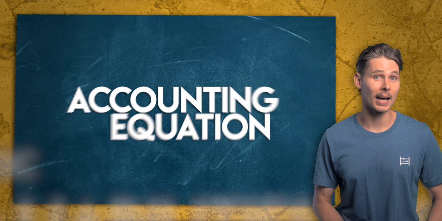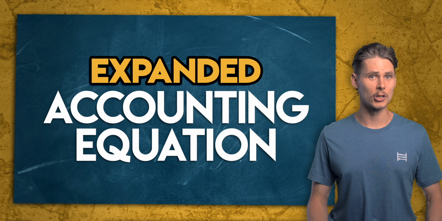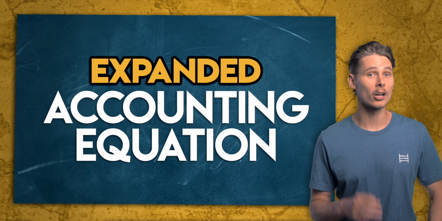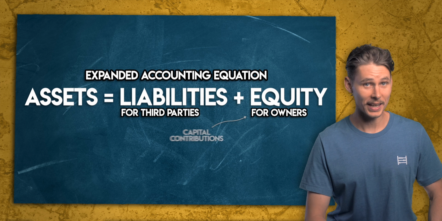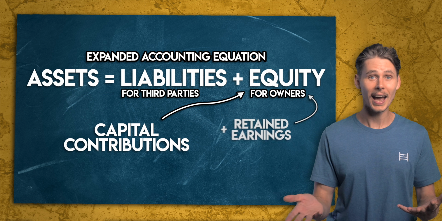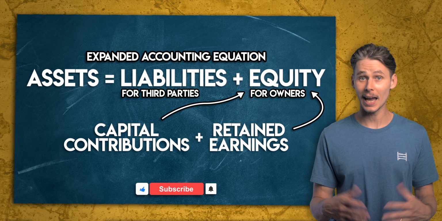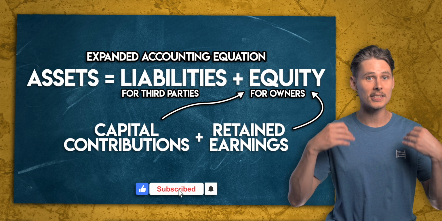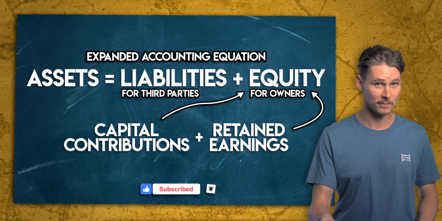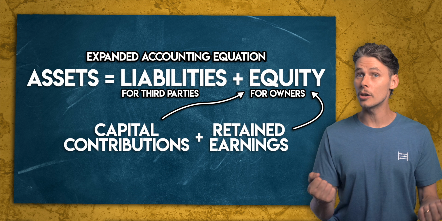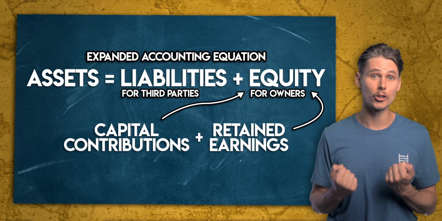Now let's build this out into the expanded accounting equation. To do that, we need to take a closer look at equity. Equity is made up of two things: capital contributions and retained earnings. Capital contributions are the funds invested into a business by its owners out of their own pockets. And retained earnings are a business's accumulated profits held for future use.